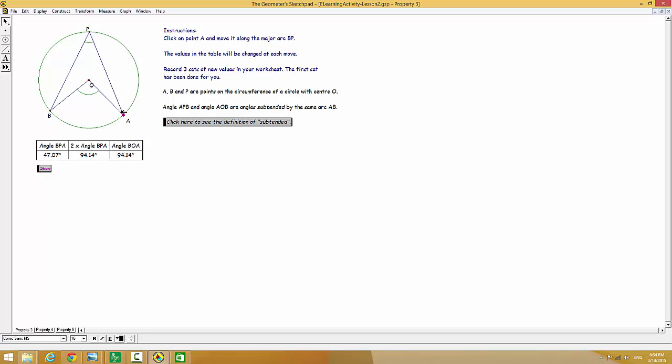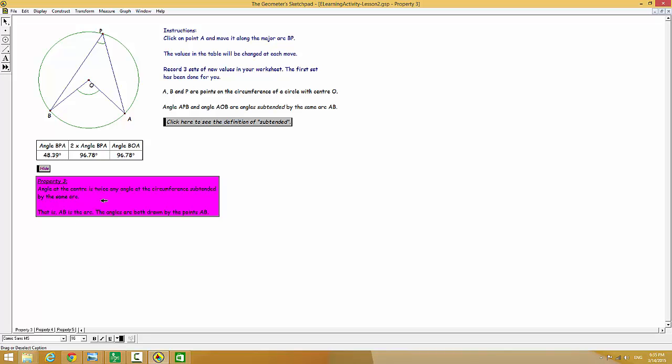Let's see for different values. For example, if my angle at the center is about 90 degrees like this, my angle at the circumference APB will always be half of it. So this is the property: the angle at the center is always twice any angle at the circumference.